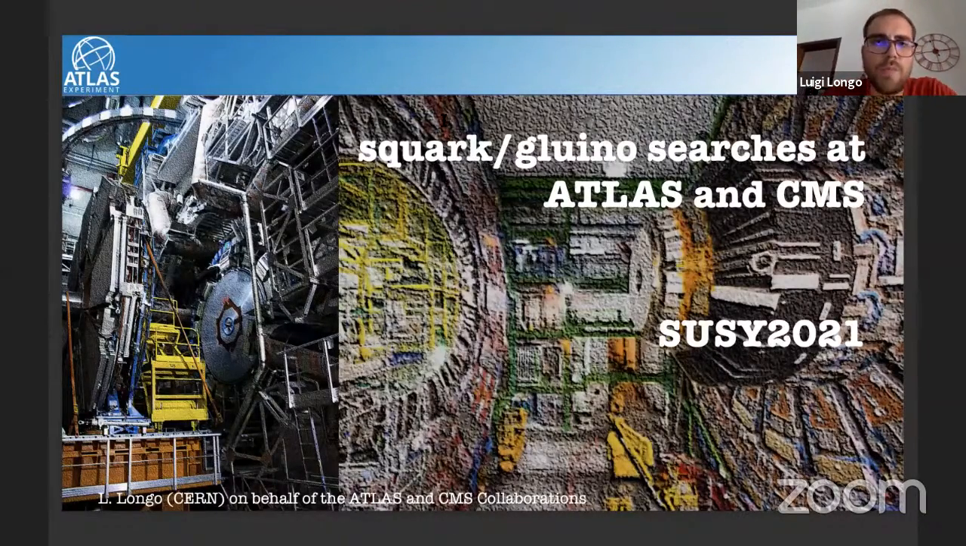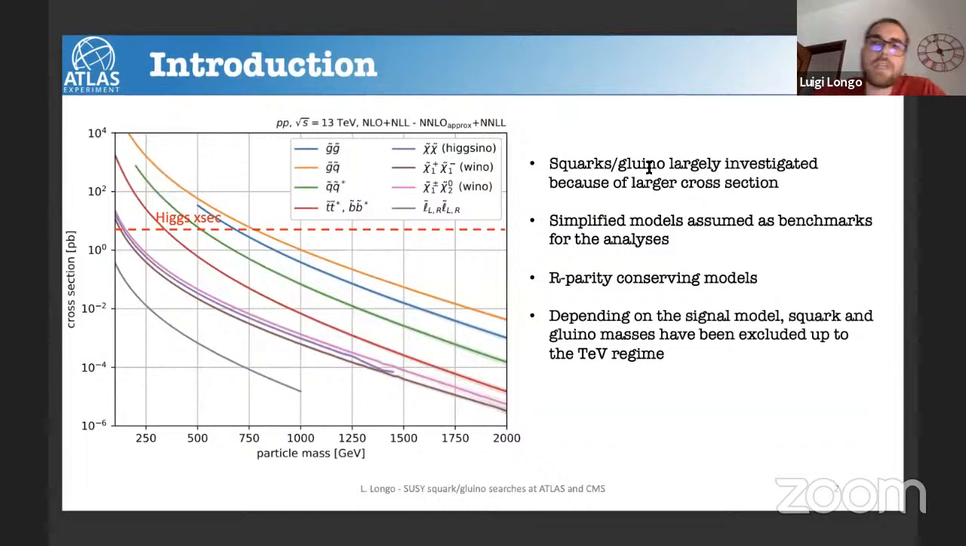So in this presentation, I'll give you an overview of the squark and gluino searches in ATLAS and CMS. As you know, these are largely investigated because of the larger cross-section, and in all the searches that I will show you, simplified models have been assumed as benchmarks for the analysis. In all of the signal models, there was conservation of R-parity. Depending on the signal models, squark and gluino masses have been excluded to the TeV regime.